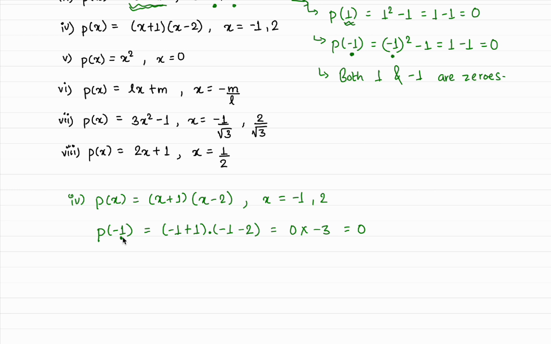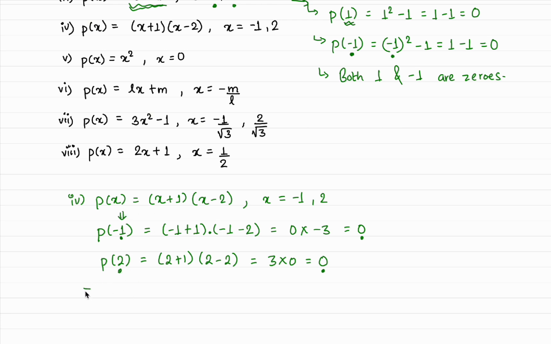So when you put the value -1, it indeed gives us 0. So -1 is a 0 of the polynomial. What about 2? Let's put 2. So we have, again, x is 2 now, 2 plus 1. And again, 2 minus 2. This is going to be 3 times 2 minus 2 is 0. Again, we get our answer as 0. And so 2 is also a 0 of this polynomial.